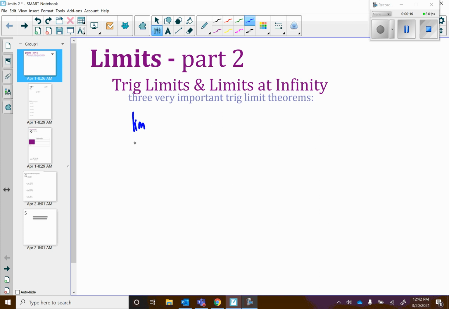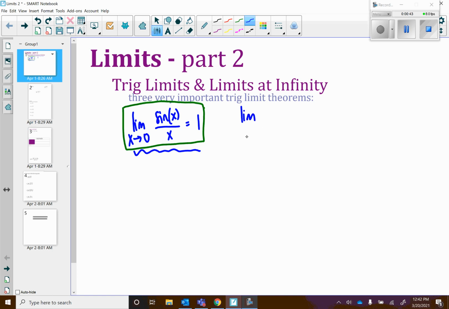The first is the limit as x approaches 0 of sine of x over x is equal to 1. If you think about what we know, if I were to plug in 0, I would get sine of 0 over 0, which is a problem where we'd have to do more work, but I am simply telling you this is a limit to be memorized.